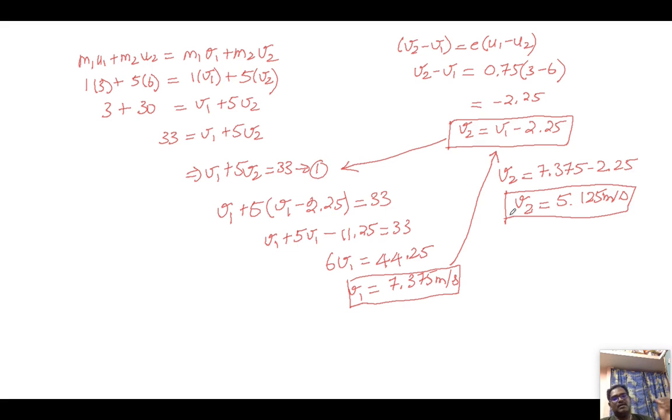With this problem, we'll put a full stop to the collision of elastic bodies, most importantly the direct collision of elastic bodies.